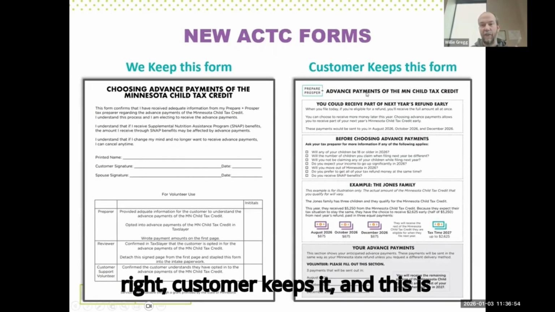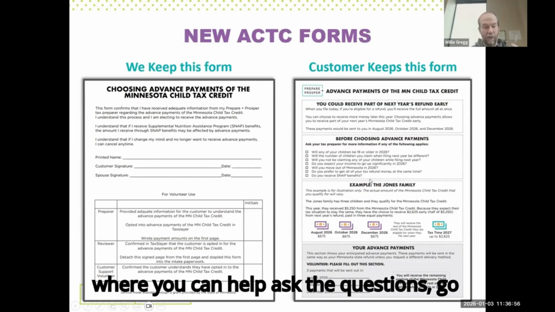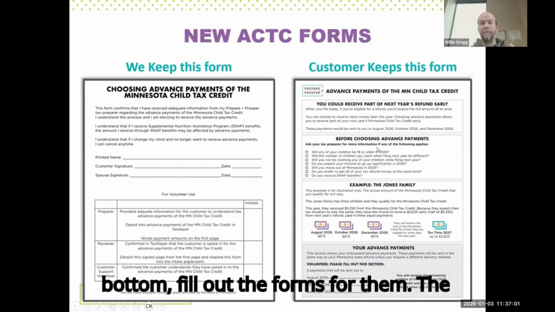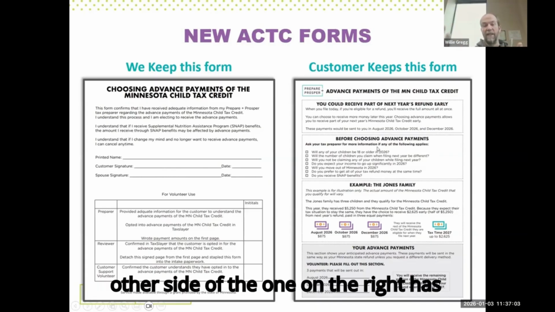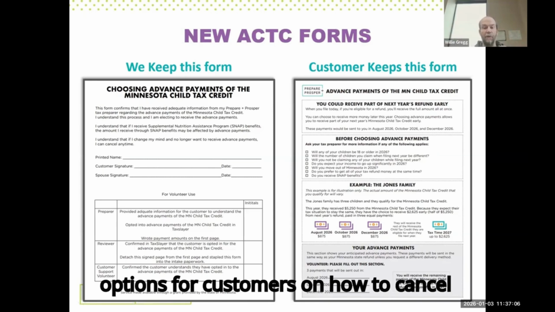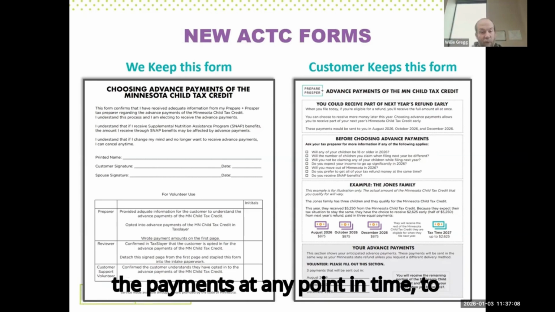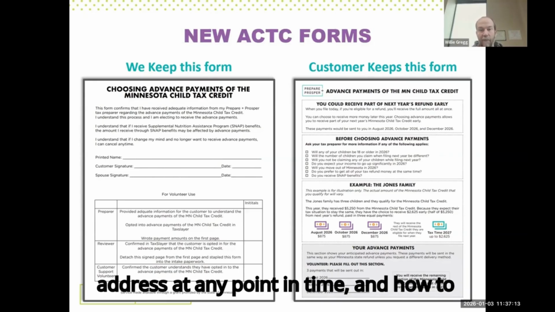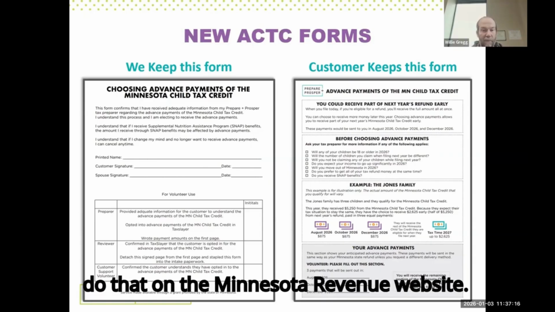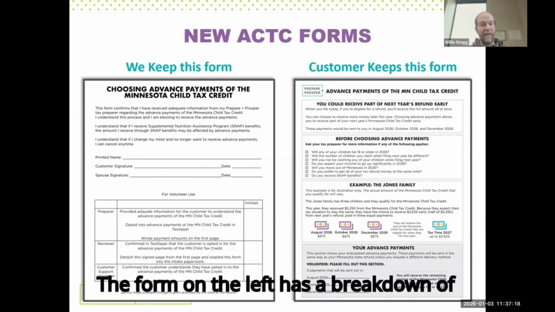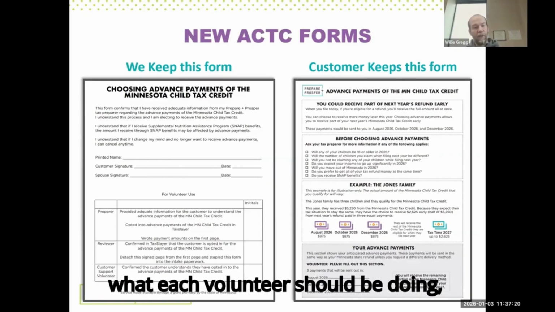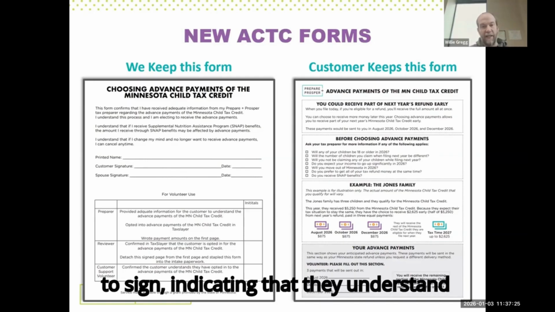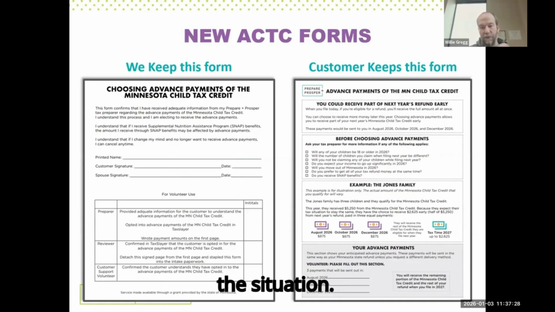The one on the right, the customer keeps, and this is where you can help ask the questions, go through the scenarios, and then at the bottom, fill out the forms for them. The other side of the one on the right has options for customers on how to cancel the payments at any point in time, to update direct deposit or update their address at any point in time, and how to do that on the Minnesota Revenue website. The form on the left has a breakdown of what each volunteer should be doing, and then the place for the customer to sign, indicating that they understand the situation.